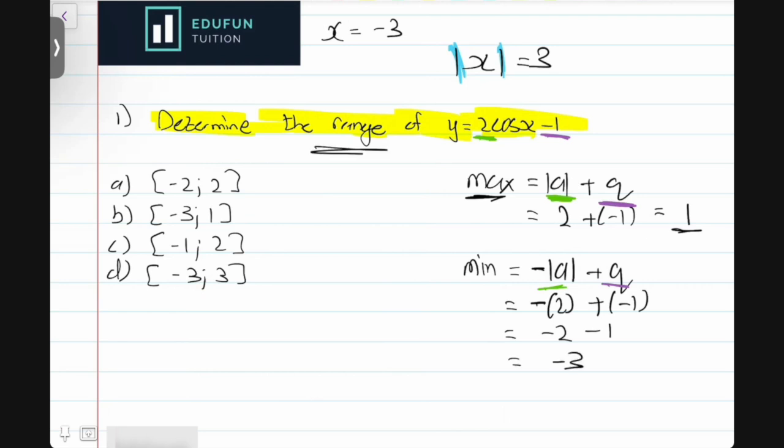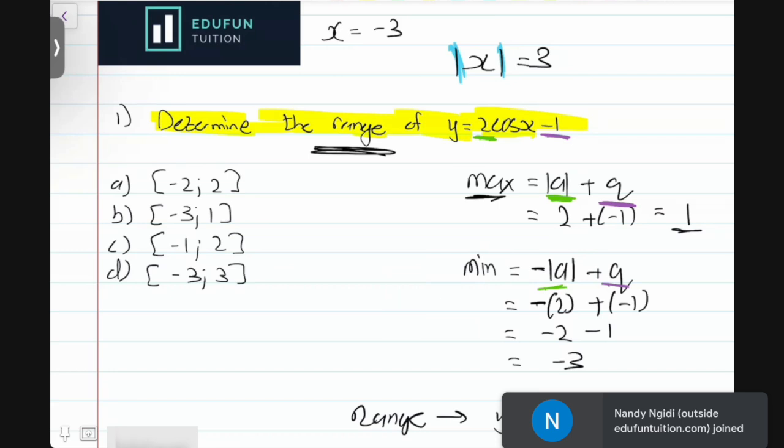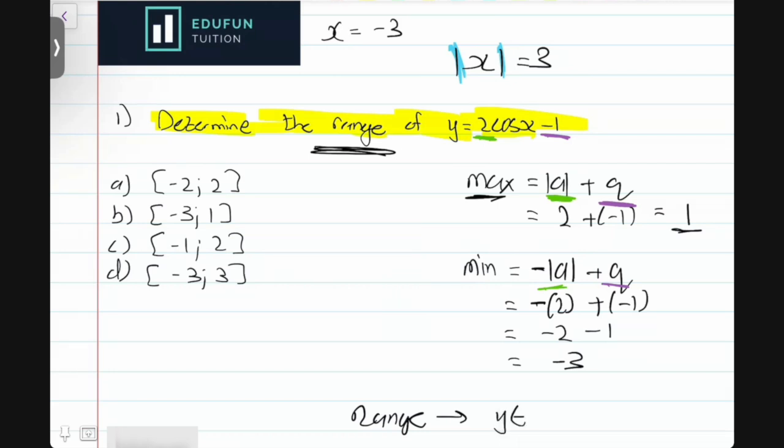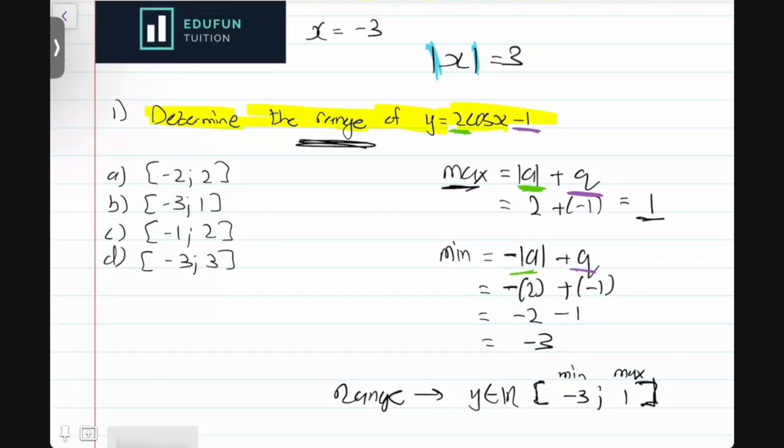And whenever you talk about range, your range is always going from your minimum value to your maximum value. So range here is basically going to be y as an element of real, and it's always going to be from minimum all the way to your maximum. So your minimum is minus 3, your maximum is 1. And why is it square brackets specifically? Because it's including those values. It's these square brackets here because it gets to minus 3 and it gets to 1. And that's how it will always be for your sine and cos functions, for your ranges. So that's what we're going to do there.